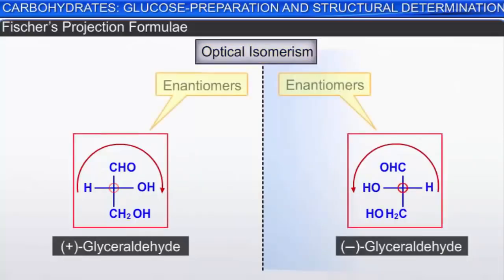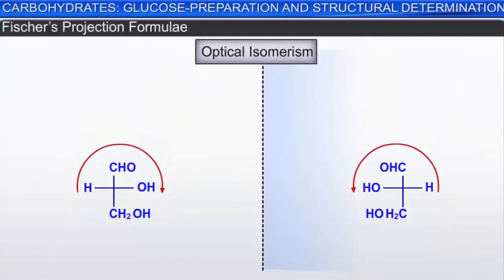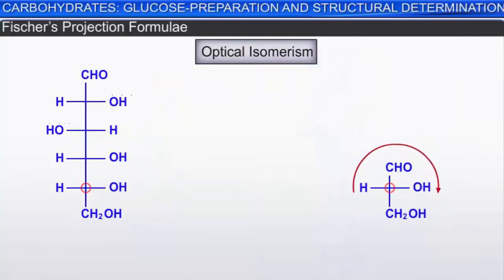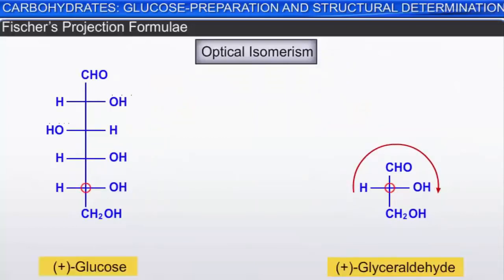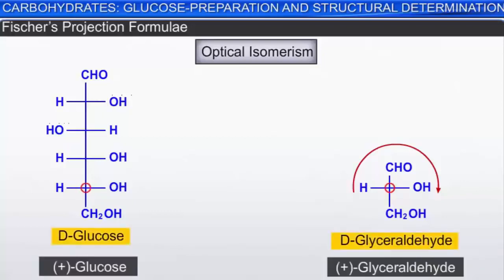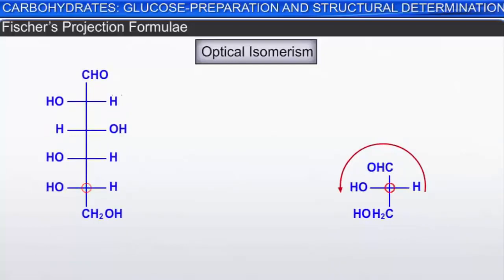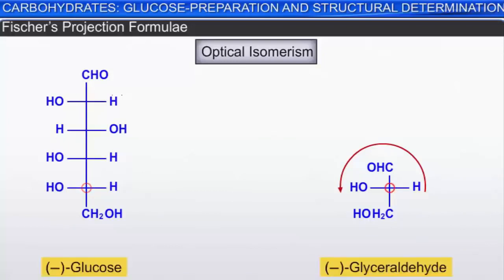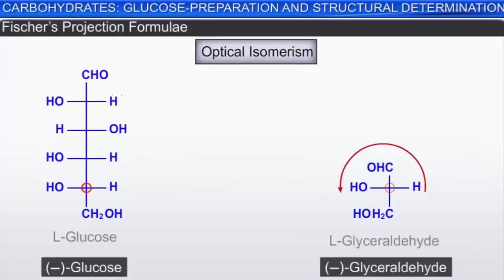Shown here are the 2 enantiomers of glyceraldehyde. The carbohydrate or monosaccharide that can be chemically correlated to the plus isomer of glyceraldehyde is said to possess D configuration, and the carbohydrate or monosaccharide that can be chemically correlated to the minus isomer of glyceraldehyde is said to possess L configuration.